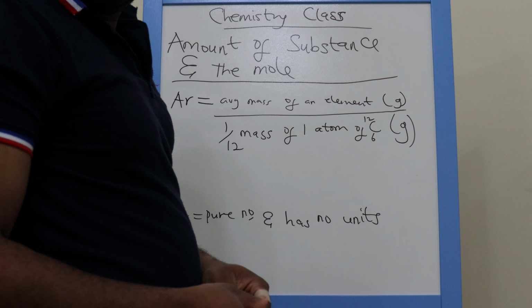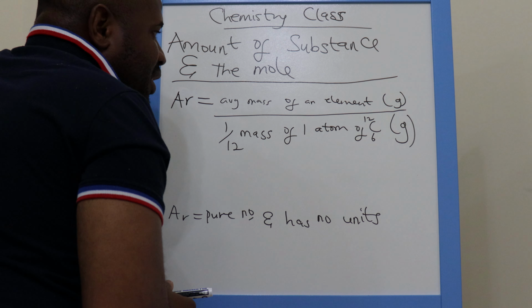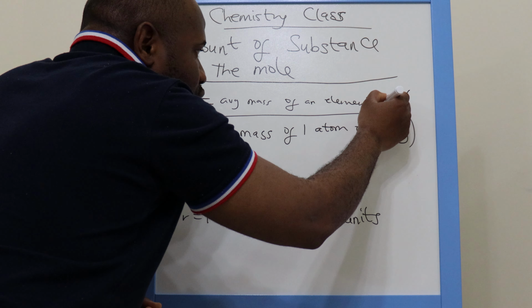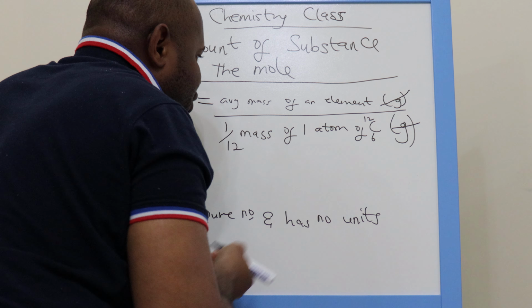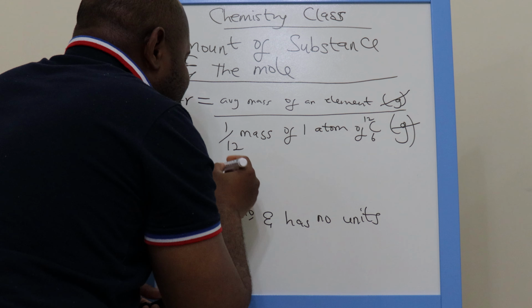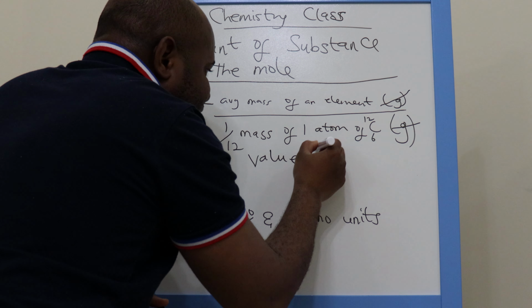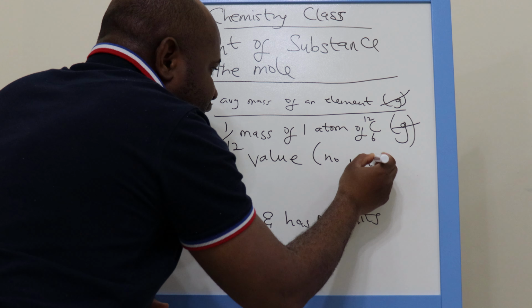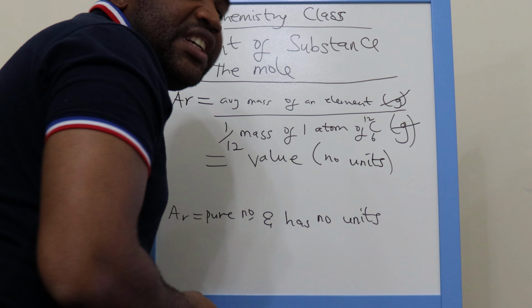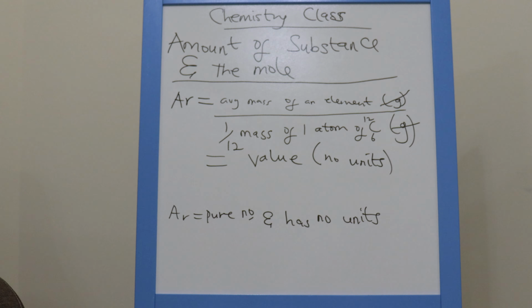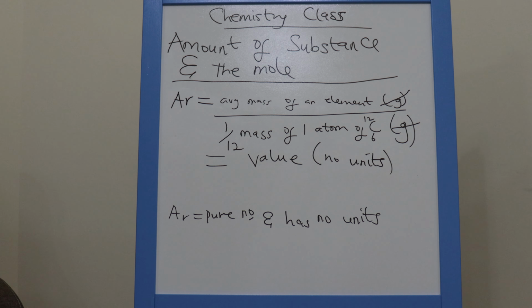The reason why it has no unit is that you can see from this equation that grams will cancel grams. If gram takes out gram, then whatever value you get has no units. Mathematicians and chemistry students understand what I mean. So this is relative atomic mass, the basics. It has no unit.